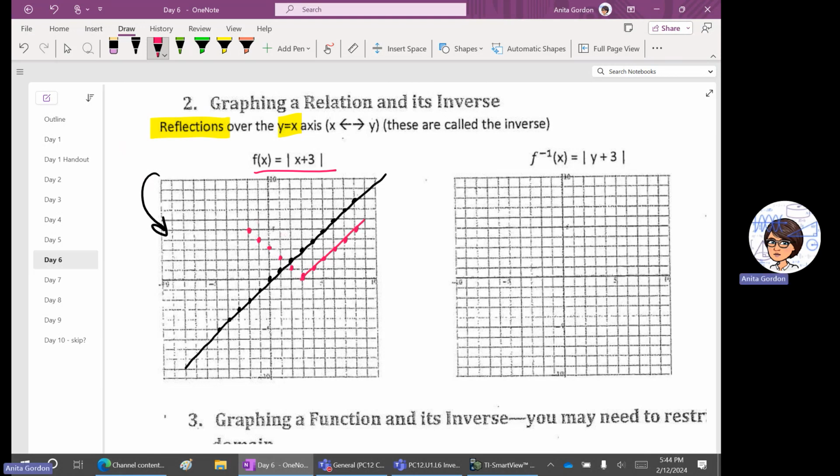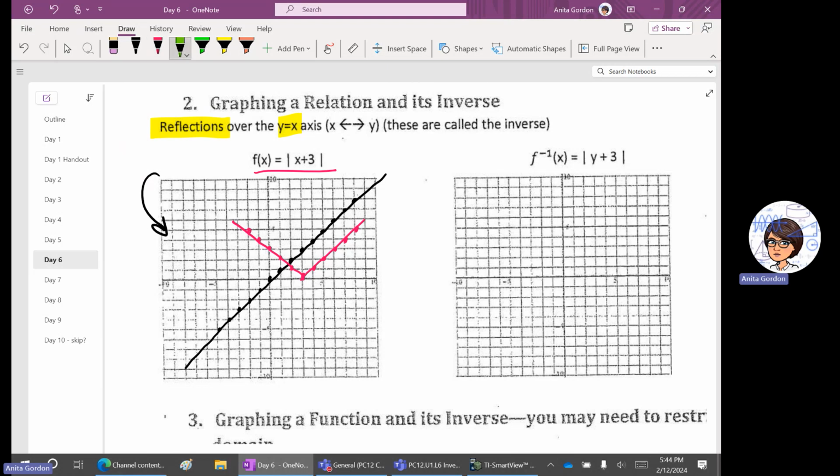This is my pink function. Essentially, what I want to do is fold this graph along the black line that I've drawn, and this is going to cause a reflection. Where would the reflection be? I'm going to draw the reflection in green.